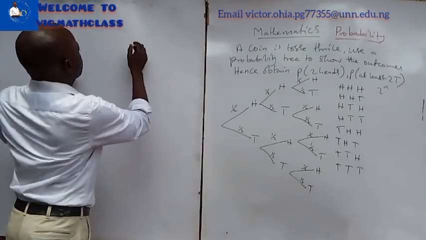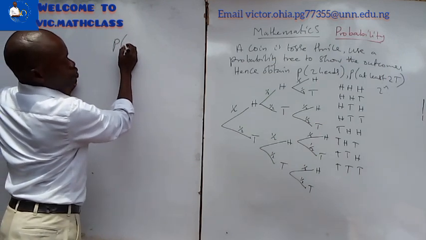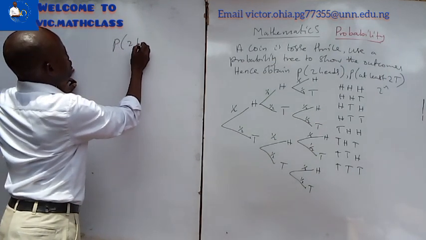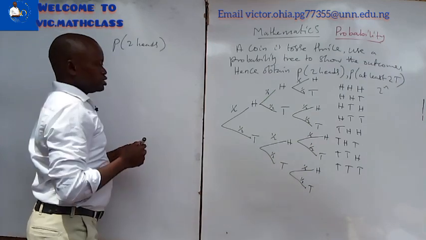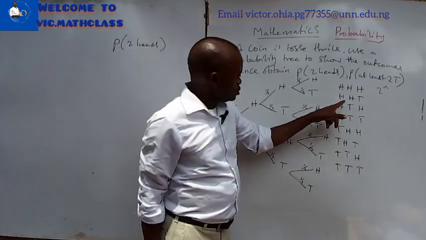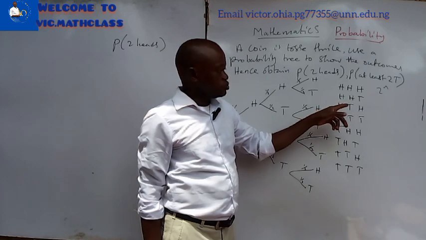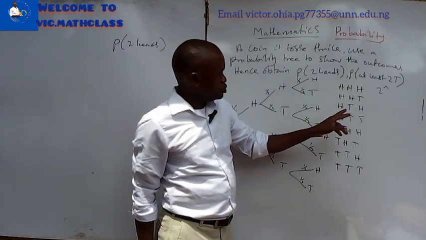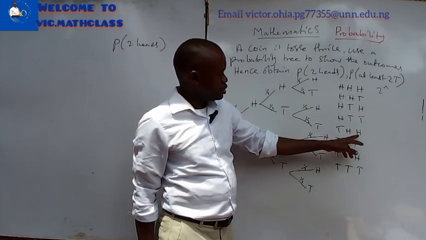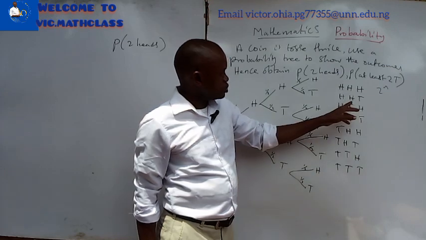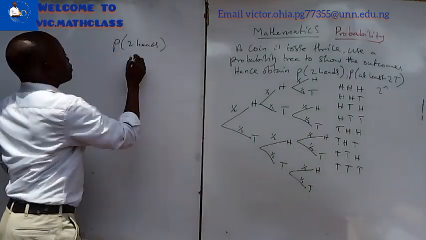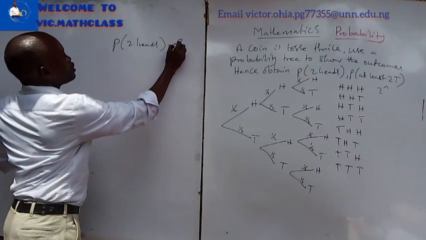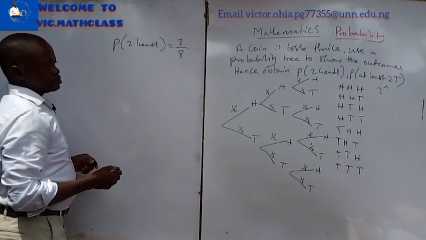They gave us the probability P of two heads. P of two heads is going to be, you can just count how many times head occurred as two. Look at here, you have head, two. Here, head. Here, head, and that's all. So you have one, two, three. So that is 3 over 8.